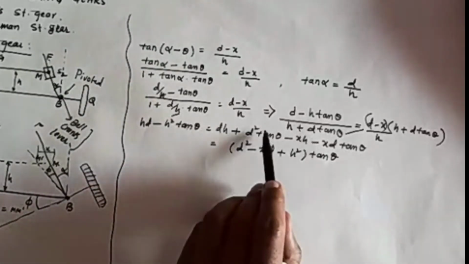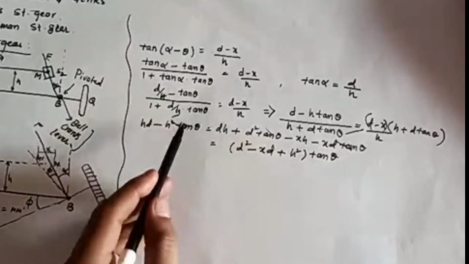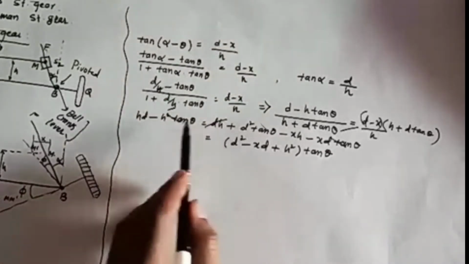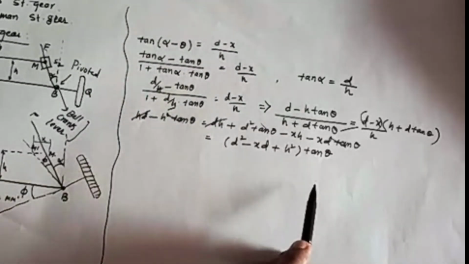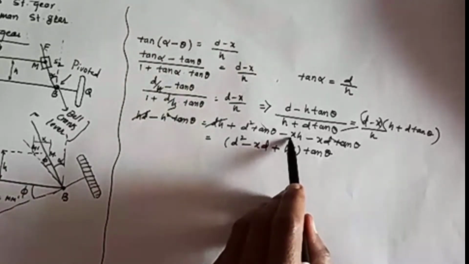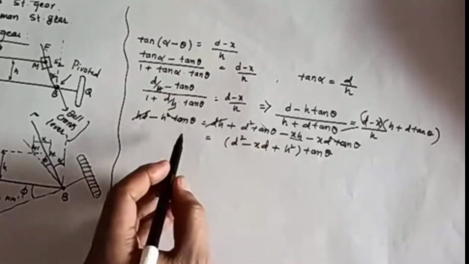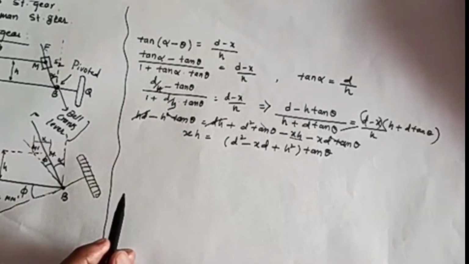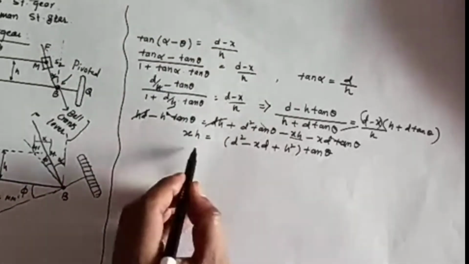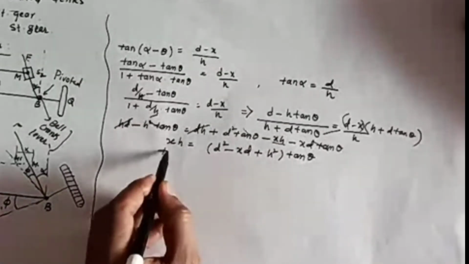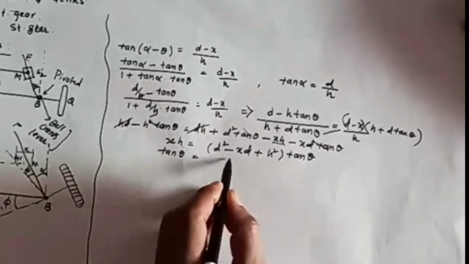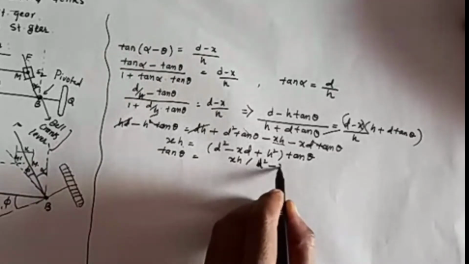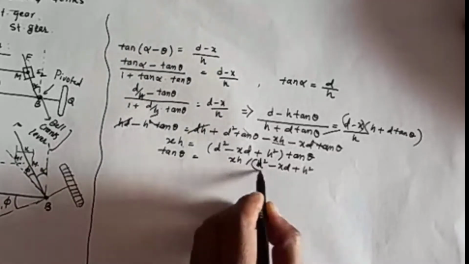Okay, now this one is completed, this one completed, this one completed. So what is remaining now? So hd and hd, these both will get cancelled, left side and right side. So remaining is xh minus xh. So if you take it to the right side, it will be plus xh. Now after that, tan theta is equal to xh by (d square minus xd plus h square). This equation you can write.